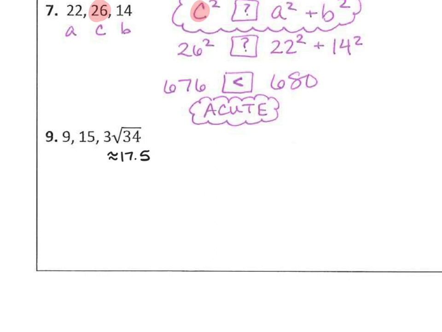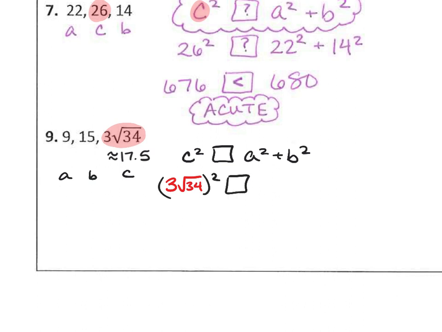Okay, so which one's the biggest? 17.5. So if I was labeling these, this is A, then B, then C. So I'm going to make sure this number is the one by itself. Not the rounded version of it, but the square root version of it. So I set up my little equation. I say, okay, C squared is going to be something to A squared plus B squared. I'm going to put that C squared in here, 3 square root of 34, all of that squared. And then I have A squared and B squared, which is 9 squared plus 15 squared.